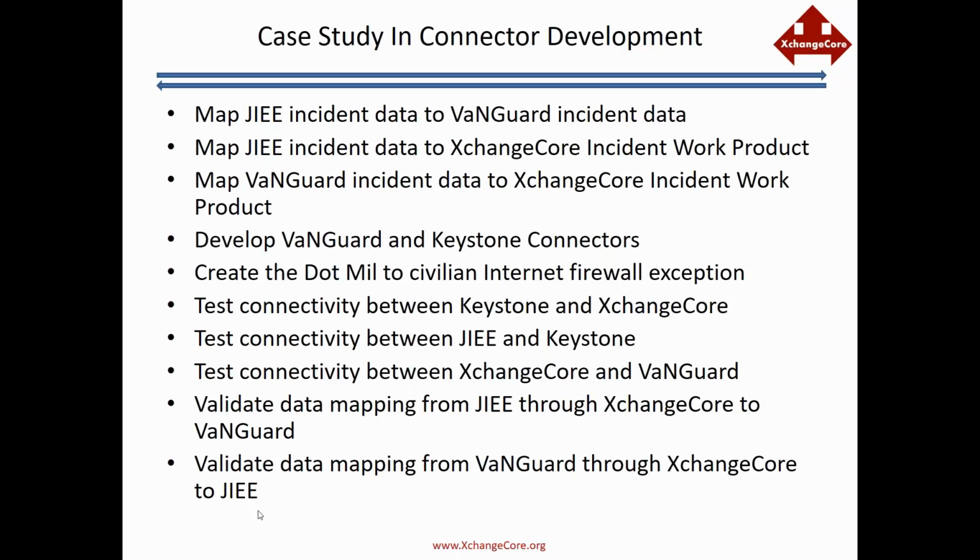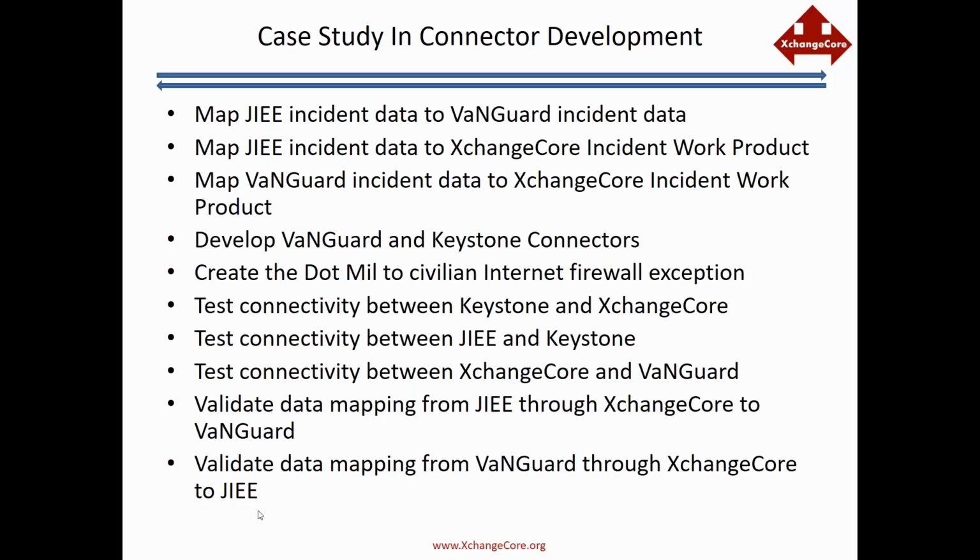Then you have to do something that was pretty important, create a .mil to civilian internet firewall exception, which is called whitelisting, and you literally say, I will allow this specific internet IP address to talk to this particular IP address, one on the inside, one on the outside, and it's going to go through this particular port. It's something every network administrator knows how to do, but it's something you have to do to connect Keystone to XchangeCore.